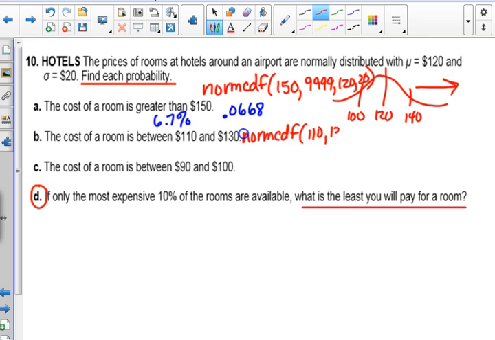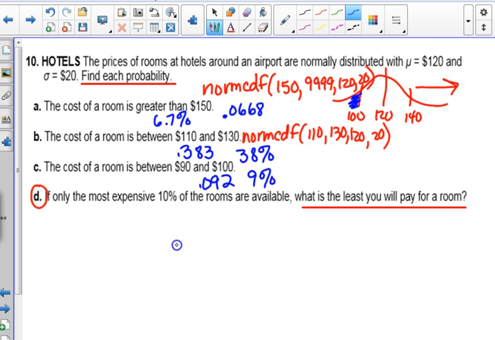All right, between 110 and 130, what are we going to put in this time? Just 110, 130 with a mean of 120 and 20. What is it? 0.383, like that? So about 38% of the time we should be able to find a hotel room between those costs. Okay, between 90 and 100. Now we're getting down here into this little area right in here. Not going to be so much, I think. About 9% of the time the hotel room will cost that.